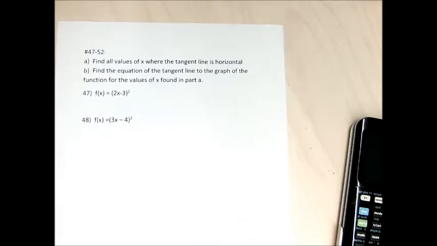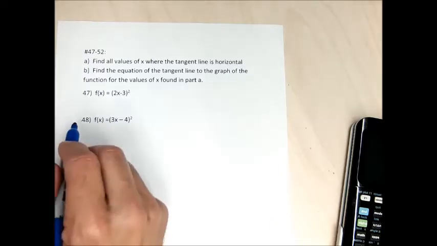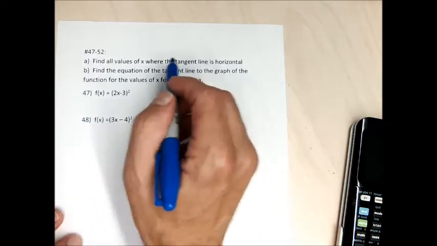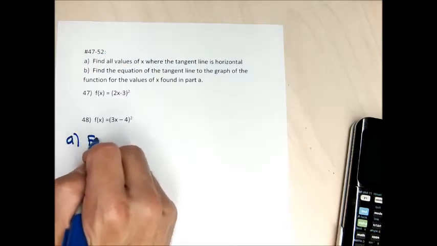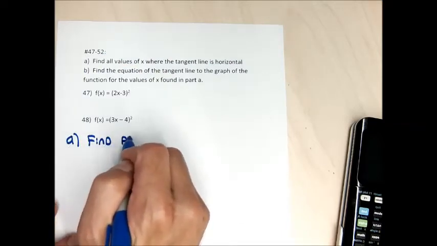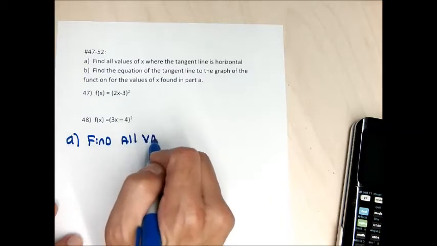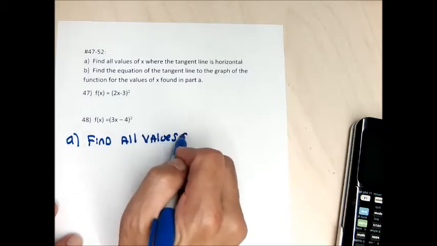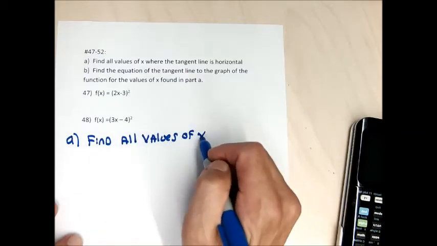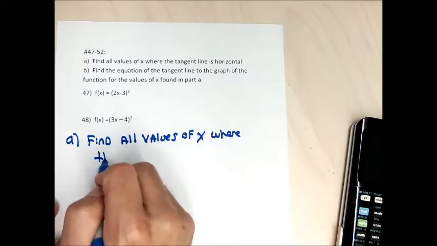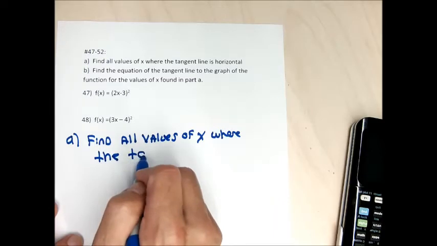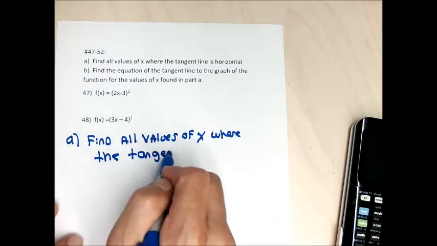And they all have a part A and a part B. Part A says find all values of x where the tangent line is horizontal. Horizontal lines have a slope of 0.